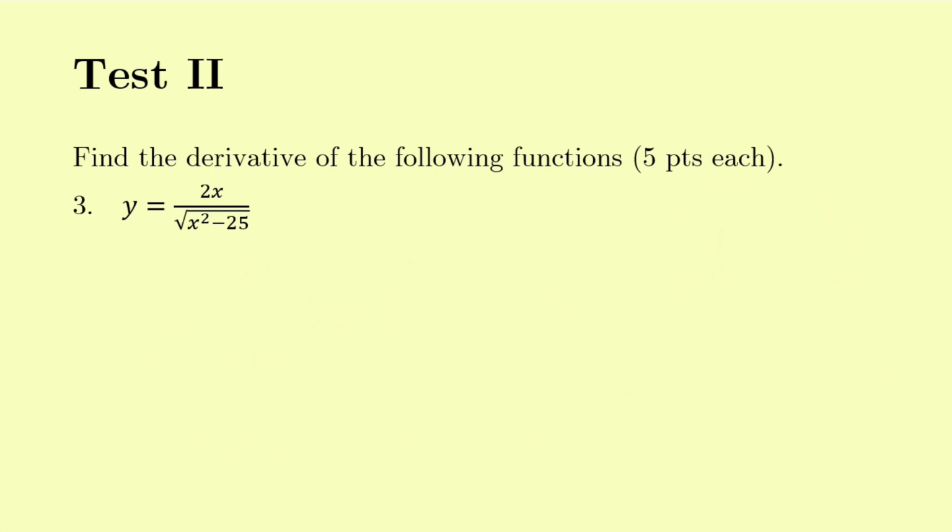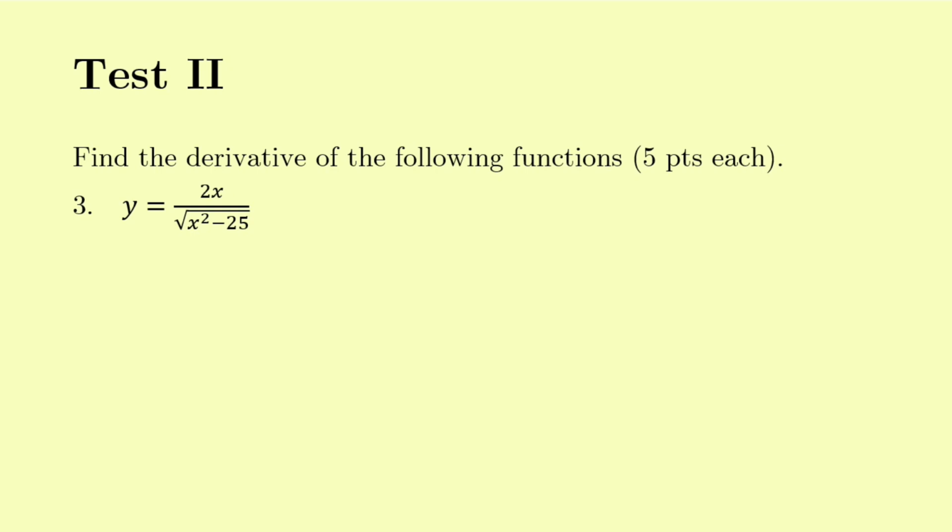Next, number 3. For this one, we will employ a combination of the chain rule and the quotient rule. We have a quotient here, 2x divided by the square root of x squared minus 25. And then we have a function within a function, right? Because there is a square root outside the function x squared minus 25. So in that case, we need to employ the chain rule as well.